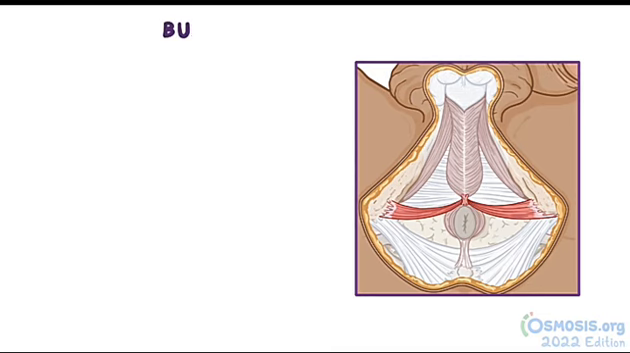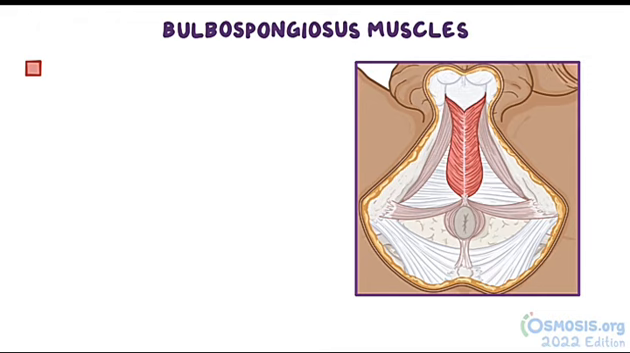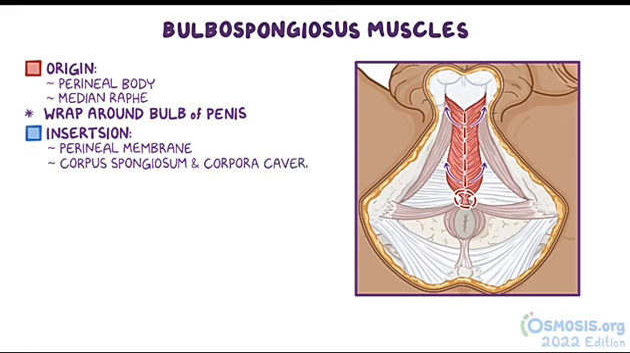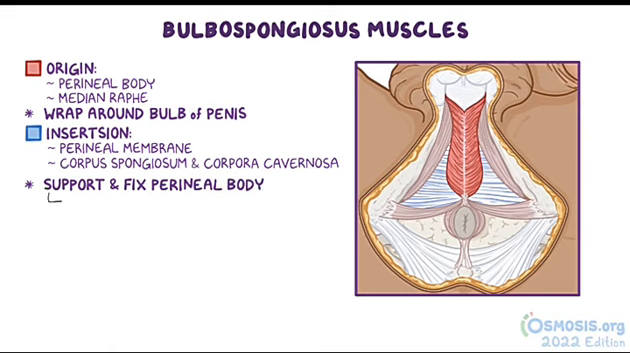Next are the bulbospongiosus muscles. They originate from the perineal body and each side of the median raphe that extends along the midline of the bulb of the penis. They wrap around the bulb of the penis to insert into the perineal membrane and the corpus spongiosum and corpora cavernosa.